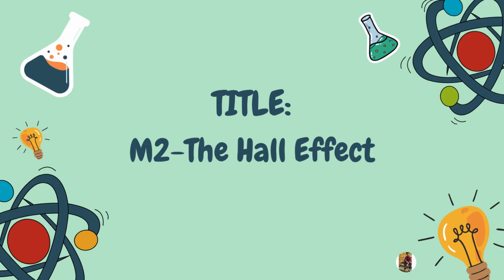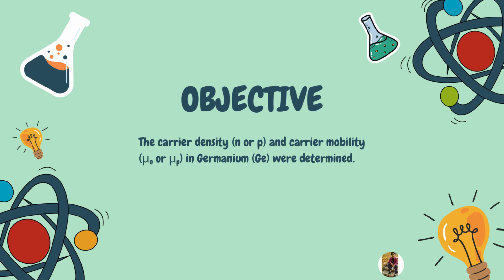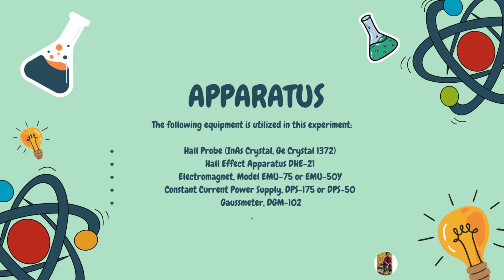Today's topic is the Hall effect. The objective is to determine the carrier density and the carrier mobility in germanium. The apparatus used were a Hall probe and the Hall effect apparatus, an electromagnet which has a model of EMU75 or EMU50Y, and a constant current power supply with a Gauss meter, which is DGM102.